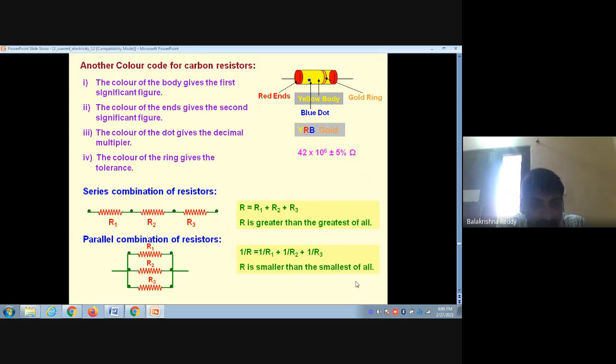R is smaller than the smallest of all, because whatever equivalent resistance you get in parallel is smaller than the smallest value of the resistance connected in parallel. In parallel, the resistance gets divided, so it becomes smaller and allows a larger current; indirectly, it minimizes the resistance.